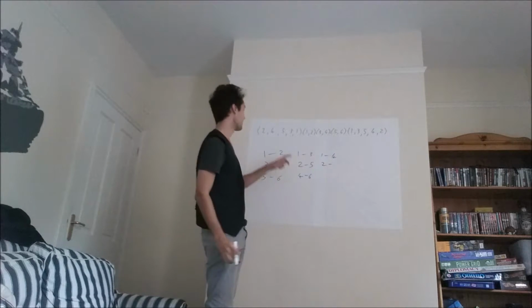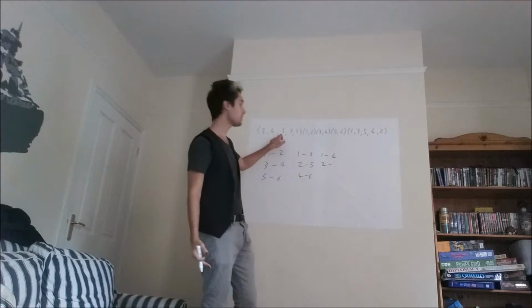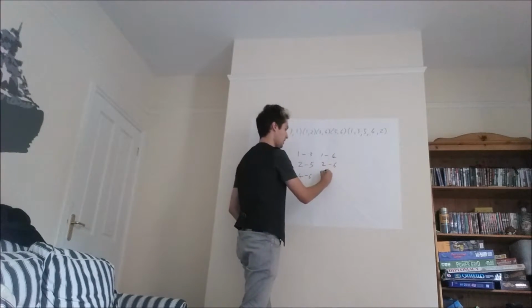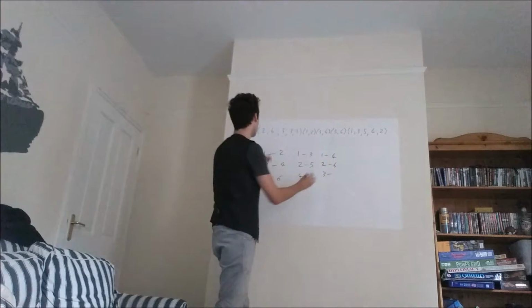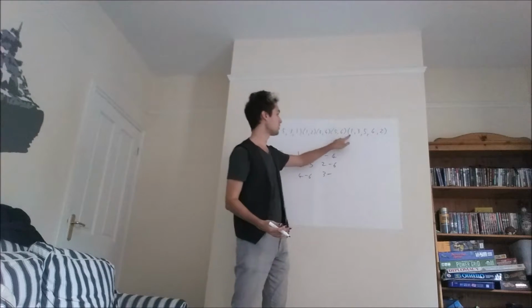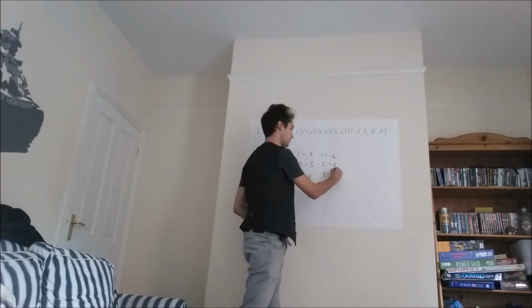I'll do these a bit quicker now. 2 goes 1, 2 to 5. 5 goes to 6. 6 doesn't go anywhere. And then 3. 3, 1, 2 to 2. 2 goes to 1. 1 goes 1, 2 to 5.